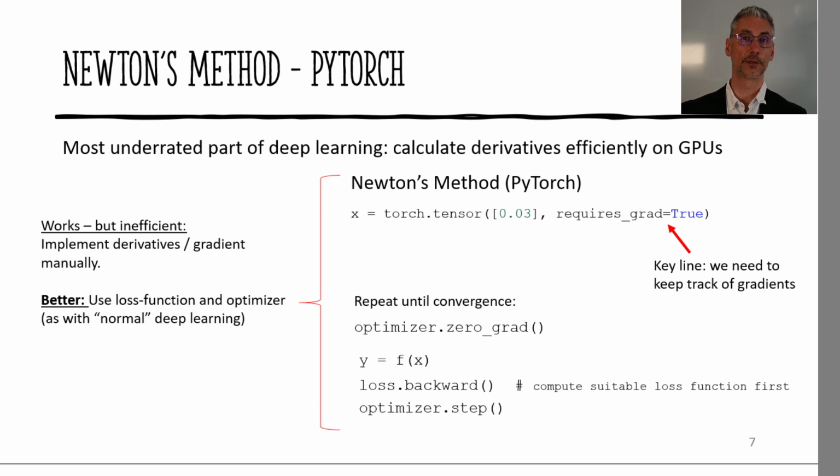As I said, depending on the problem, the previous direct implementation of Newton's method may be just as efficient, or maybe even a bit more efficient, because you do this directly, rather than having the full optimizer and loss function approach, but it really depends on the problem at hand.